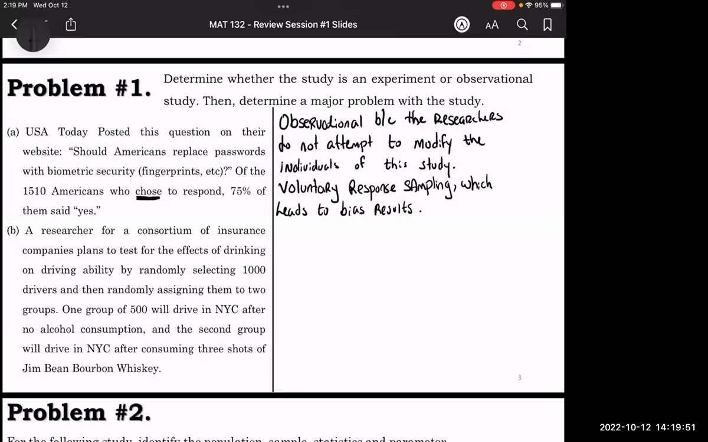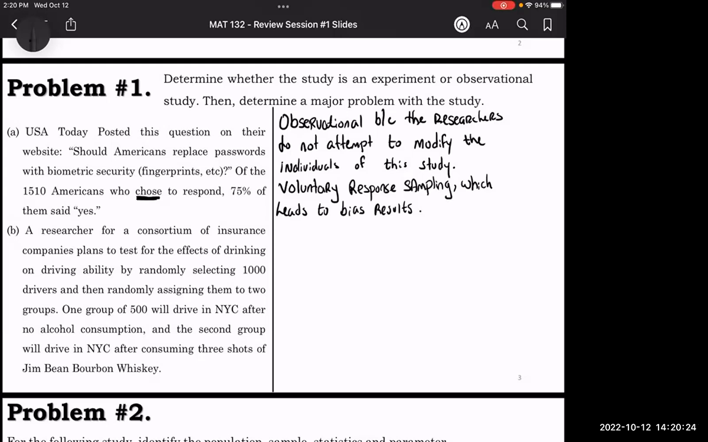One group of 500 will drive in New York City after no alcohol consumption, and the second group will drive in New York City after consuming 3 shots of Jim Beam bourbon whiskey. Is this an observational or experimental study? Experimental. It's an experimental study. Why, or how can we tell automatically that this is experimental? What do we know that the researcher did to the individuals?